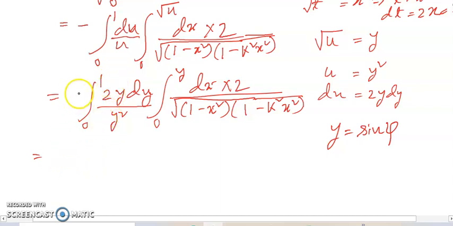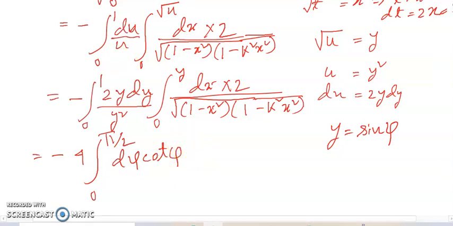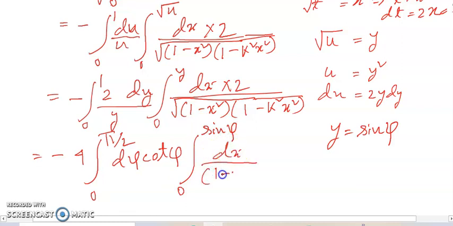So we get minus 4 into the integral from 0 to 1, not 0 to pi by 2, and we get d phi cot phi. Okay, because this portion is cut, so I can write this way, d phi cot phi, and it can be written as the integral from 0 to dx divided by x squared root over 1 minus k squared x squared.